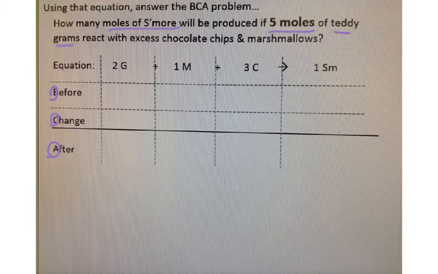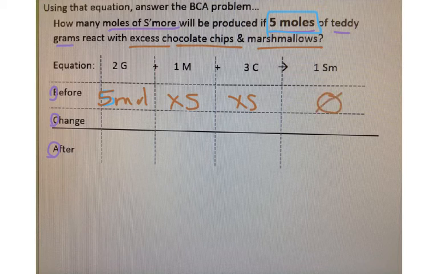From this, I know that I have 5 moles of Teddy Grahams. For my before, because it's in moles, I can keep it, so I'm going to write 5 moles. I also know that I have excess chocolate chips and marshmallows, so under marshmallows for my before, I'm going to write excess, and for my chocolate chips, I'm going to write excess. Because I haven't produced any s'mores yet, I'm going to write 0, meaning I have 0 s'mores made.